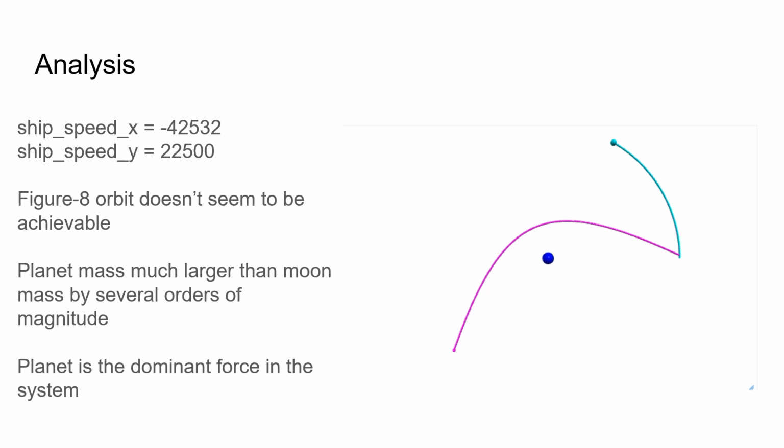I was not able to get a figure-8 orbit. The picture on the right is the closest I could get to a figure-8 orbit, and we have the ship speed listed above. Because the planet mass is so much larger than the moon mass by several orders of magnitude, it's very difficult to get a figure-8 orbit because the planet's force is dominant on the spaceship. If we don't want the spaceship to crash into the planet, we need it to move very fast, and that is obviously well above the escape speed for the moon.